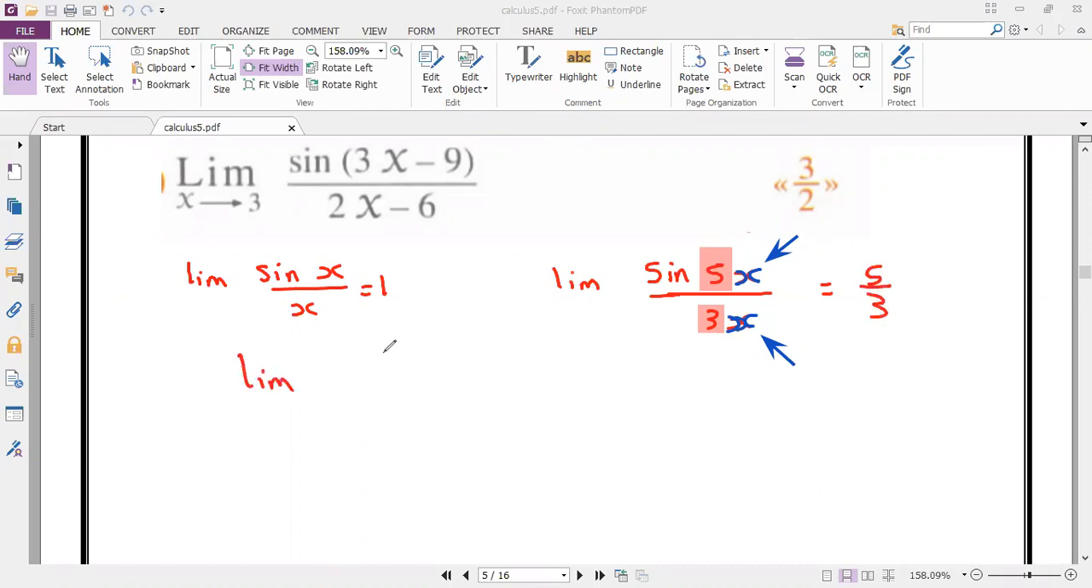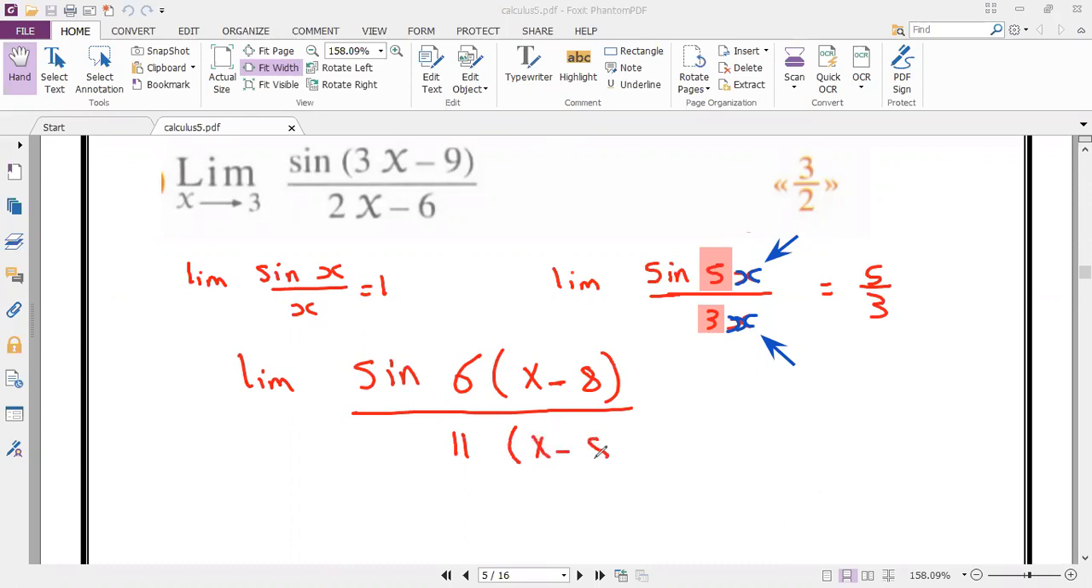So if we want to find the limit of sine 6 multiplied by x minus 8 over 11 multiplied by x minus 8, we look at the variable. The variable here is x minus 8, and the variable down is x minus 8. They are the same. So in this case, you will divide 6 by 11 because the two variables are the same. So it will be 6 over 11.